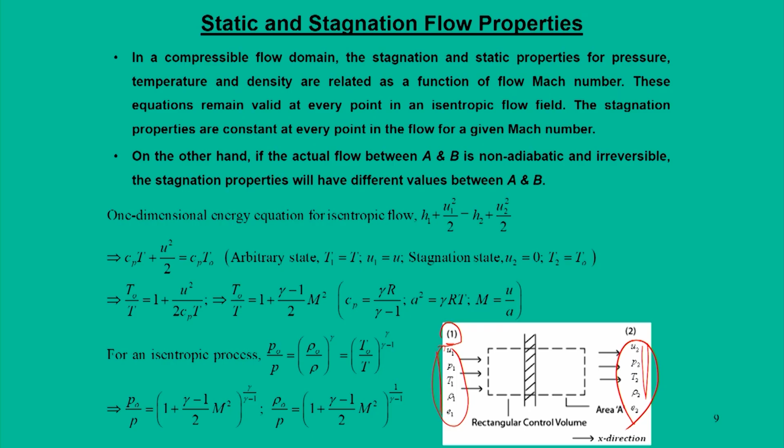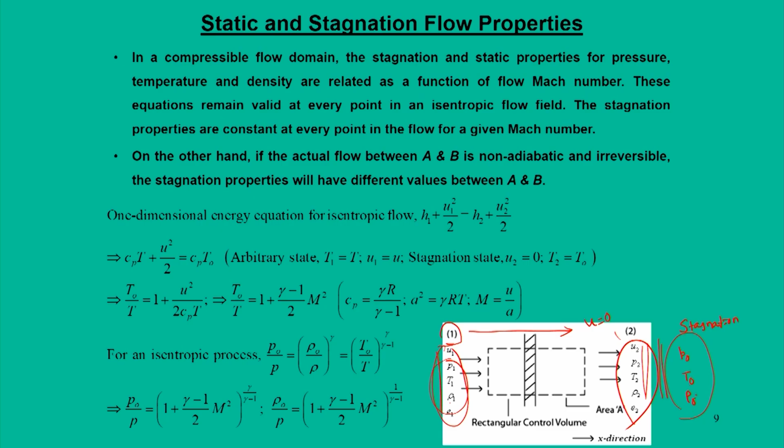But what we are trying to say is that the change of state from 1 to 2 happens in a hypothetical manner, so that at point 2 your u becomes 0. Correspondingly, when we stagnate the fluid, the other properties will be assigned a value which is called a stagnation value, defined as P naught, T naught, rho naught. What it means is that for any arbitrary state's initial value of pressure, temperature and density, the corresponding stagnation values become P naught, T naught and rho naught.